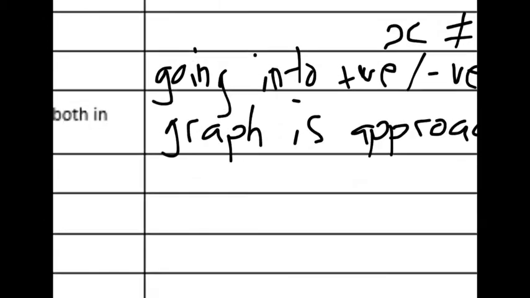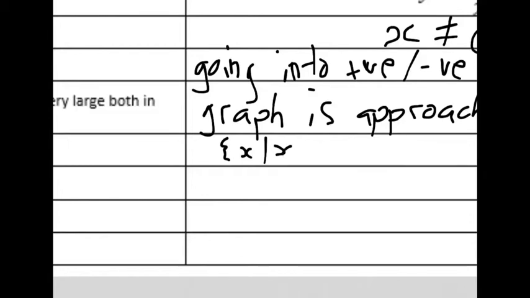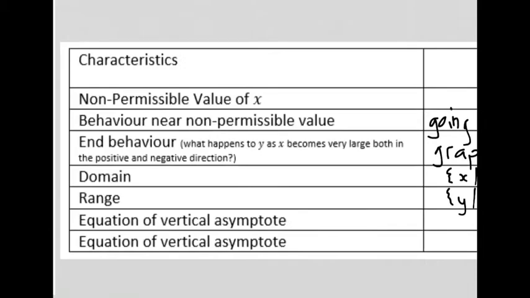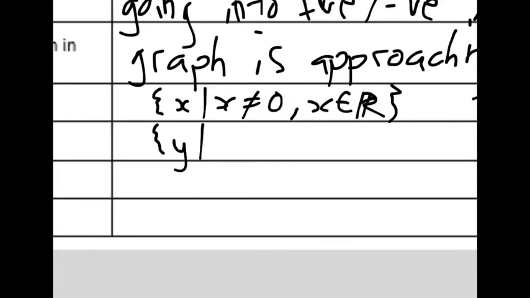Domain should be pretty straightforward by now. Values of x. Any restrictions on x? Cannot be 0. Can't be 0, right? So that's pretty straightforward. X cannot equal 0, and it's an element of real numbers. It can be everything else except 0, because you can't divide by that. And then the range is basically the same thing, right? We've got an asymptote on y equals 0. So y can't equal 0, and it's an element of all real numbers.